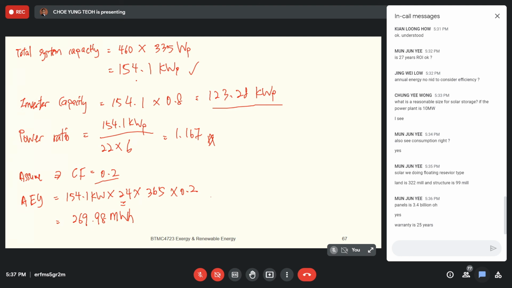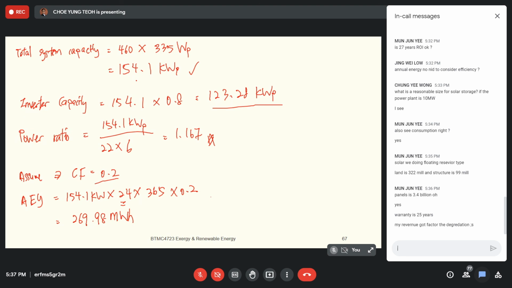Okay, the warranty is 25 years, but your ROI is 27 years. And the 25-year warranty, as I explained previously, doesn't mean that at year 25 you still get 100% output, but just guarantees that you will get maybe 80% of output at year 25, something like this. Okay. Oh, okay, Munjun, then good, when you factor in the degradation. Okay, fine. Then good enough.